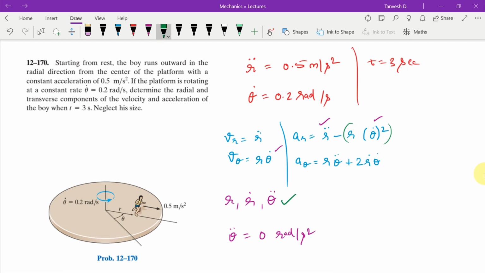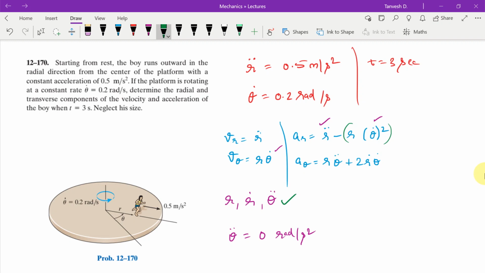R dot is the velocity along the radial direction. Now along the radial direction, let us not confuse this with the circular motion. Along the radial direction, his motion is a linear motion, right? What is causing the circular motion is the theta dot, the angular velocity. But along the radial direction, his motion is a linear motion.